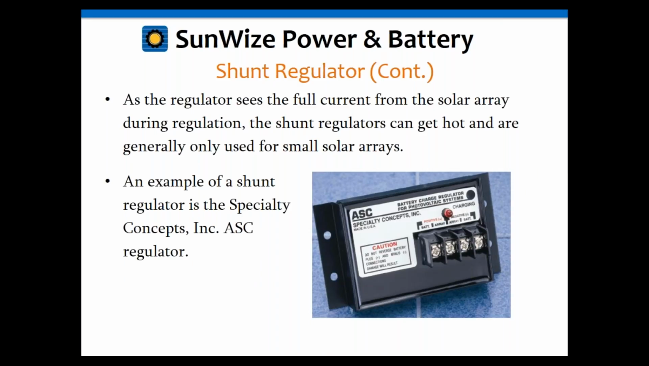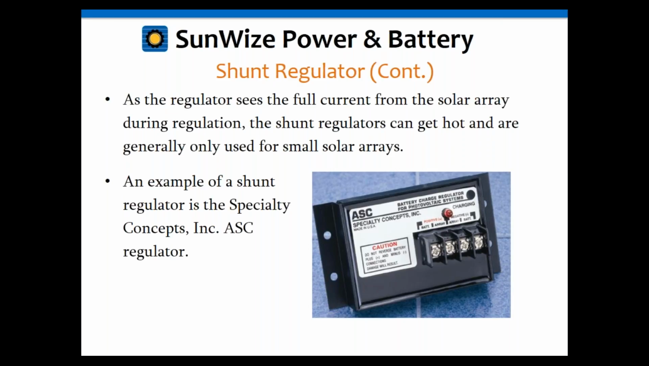An example of a shunt regulator that's still being used today is the Specialty Concepts ASC regulator. You'll notice it is a rather small regulator. Generally, shunt regulators are small. That is because you're having to shunt a lot of current from a solar array, so you do not want to do this with a large solar array. They're generally used with just 1 or 2 modules, and they do come in 12 and 24 volts.